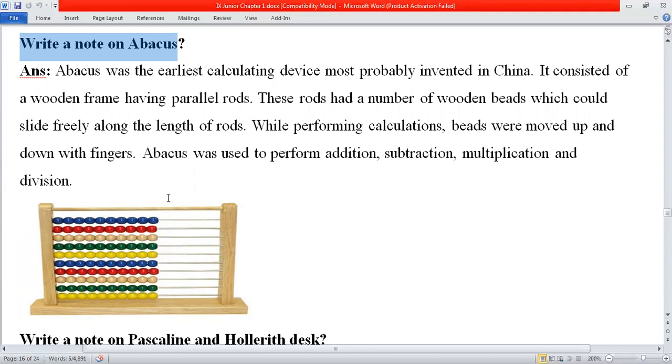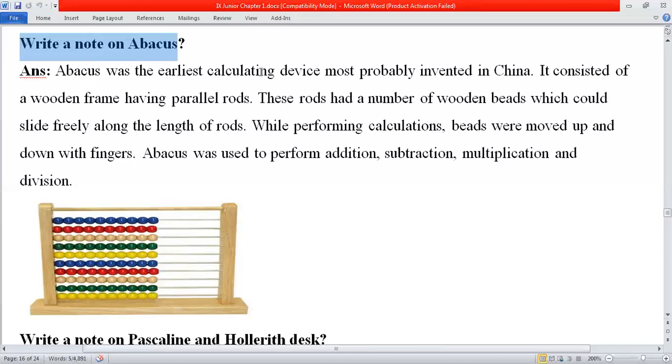I told you before, whenever this kind of question is present in the paper, how to attempt it? You must know the functionality of that device, who made it, and how it was made. The abacus has a wooden frame, and its functionality is addition, subtraction, multiplication and division. Now we will discuss this abacus.